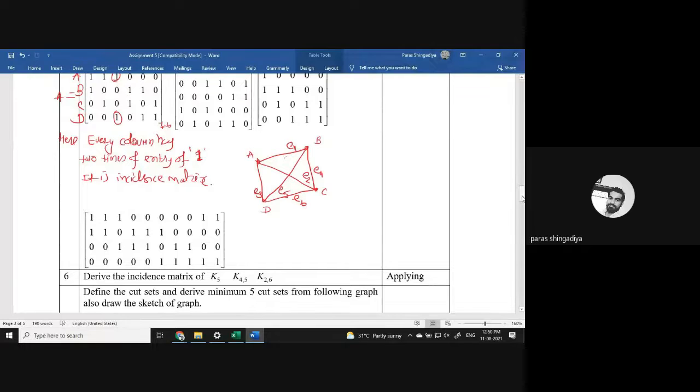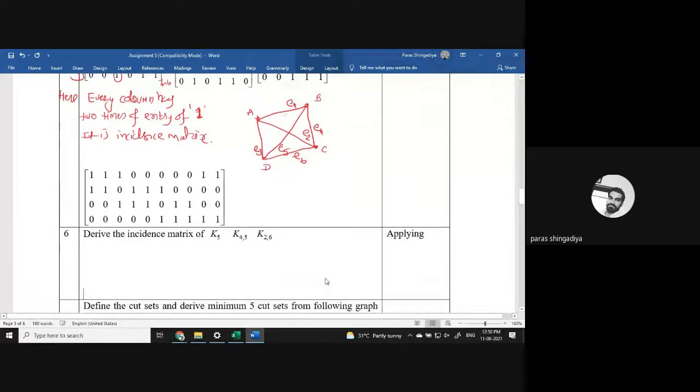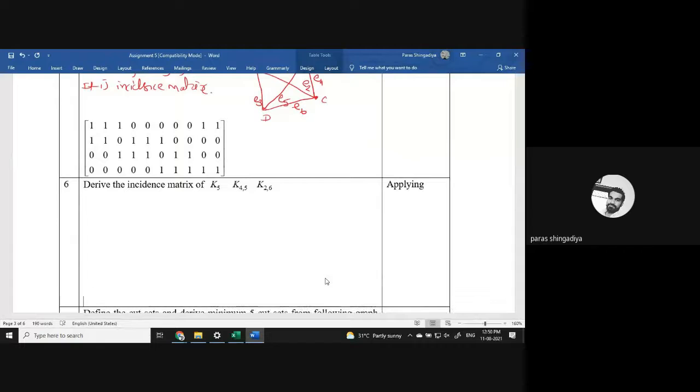Now in the last question, question number 6, some special graphs are given, and derive the incidence matrix of K5, K45 and K26. Okay. Incidence matrix will be derived. First is a complete graph K5. Okay. So first we'll draw K5, and then after we'll create its incidence matrix. Okay. So K5 graph, a complete graph with 5 vertices.